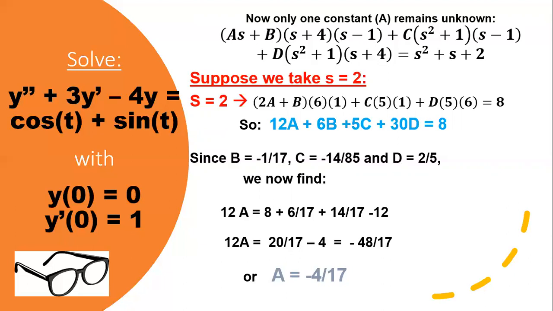That's a linear equation involving our 4 unknowns, and we already know the values of b, c, and d. I can substitute in those values of b equal to negative 1/17, c equal to negative 14/85, and d equal to 2/5. And we're going to find, after we make those substitutions, that 12a must equal 20/17 minus 4, or negative 48/17. But if 12a is negative 48/17, dividing by 12 tells us that a is negative 4/17. And now we have the coefficient of the cosine term of our solution.